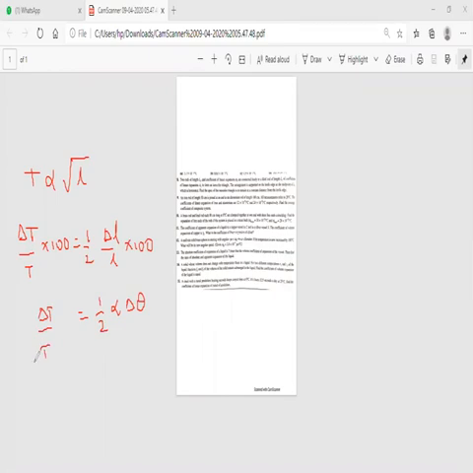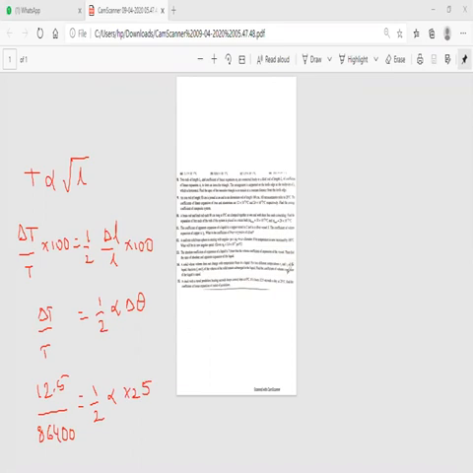For delta T by T, delta T means loss of time. How much loss of time is there? It was given that 12.5 seconds were lost. For how much time? It lost 12.5 seconds in a day. A day means there are 86,400 seconds. This is equal to half into alpha into delta theta, the change in temperature. The initial temperature was given as 0 and the final temperature is 25, so the change in temperature is 25.